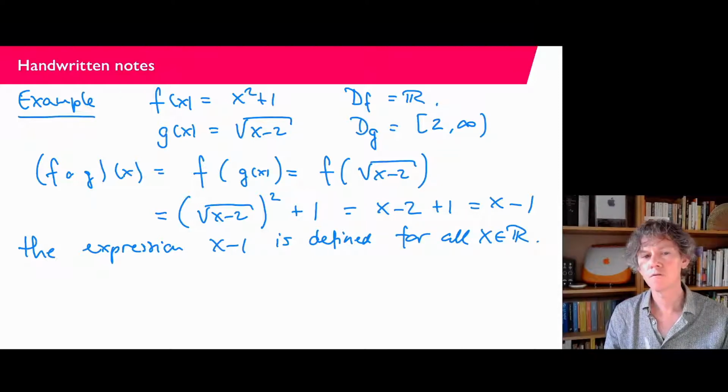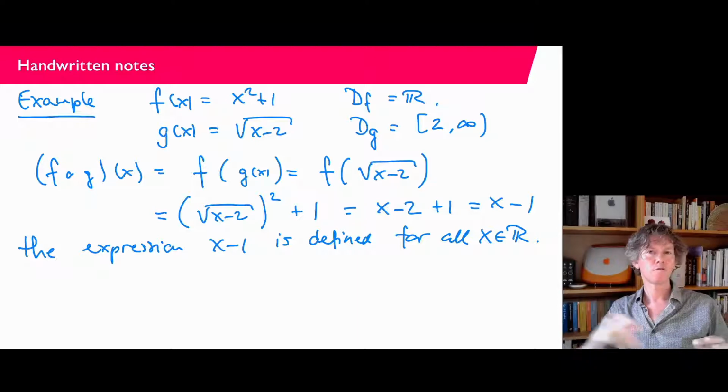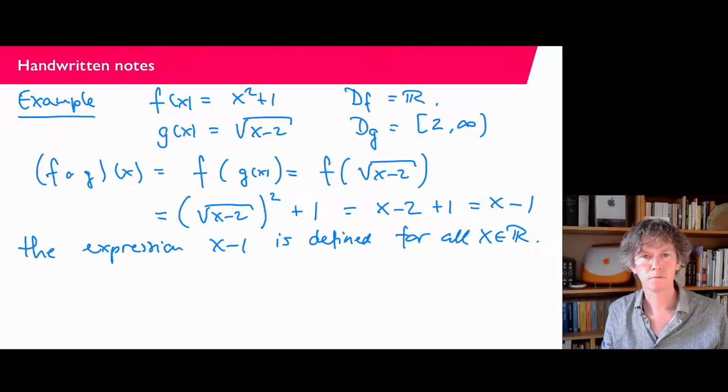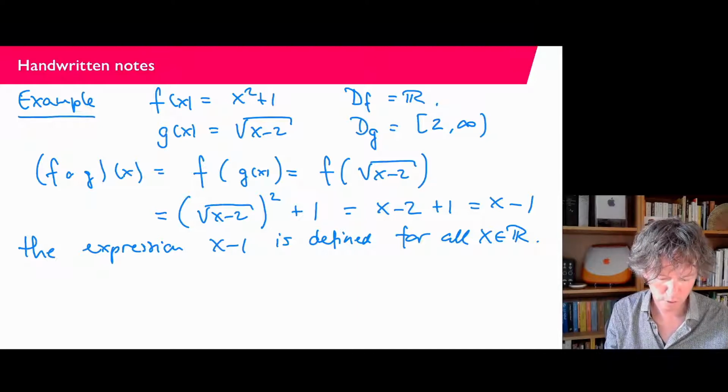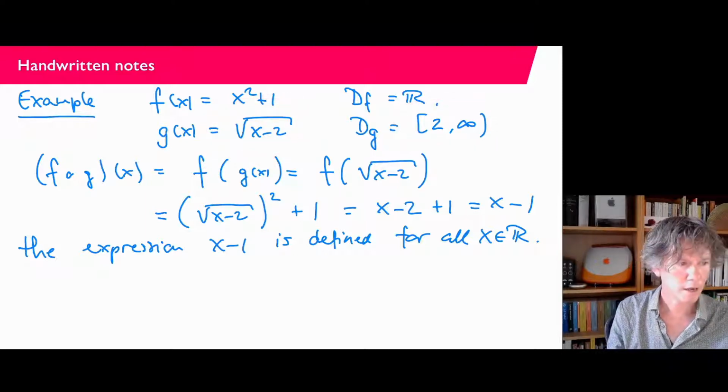However, the domain of the function f after g is more restricted, because if you want to do the two steps, first g, then f, you cannot do that with every x value. Because the first step from x to g of x, well, your x is special. It cannot be any x, because we are going to compute then the square root of x minus 2, and we can only do that for these values.